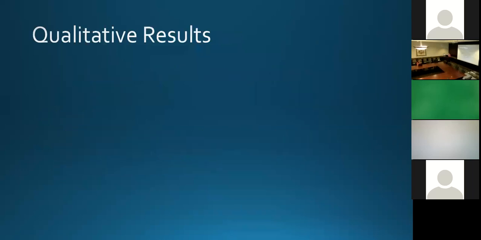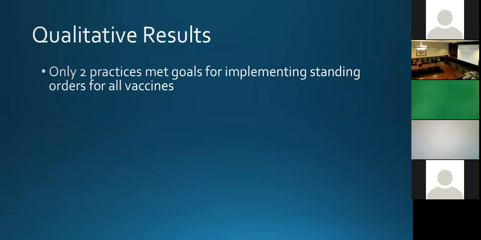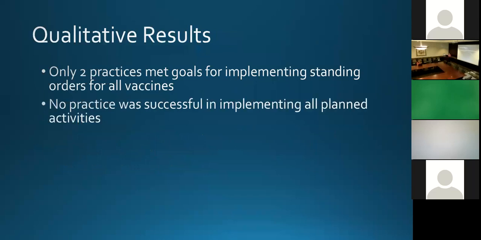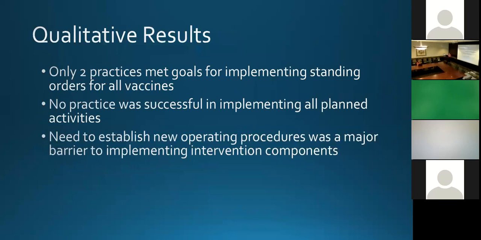So overall, the results were that only 2 practices met their goals for implementing the standing orders for all the vaccines. No practice was successful in implementing all the planned activities, which is probably why we ended up with a negative trial, because this was so difficult for them. And one of the biggest barriers was that it was really difficult for these practices to establish operating procedures that would help facilitate the project activities.